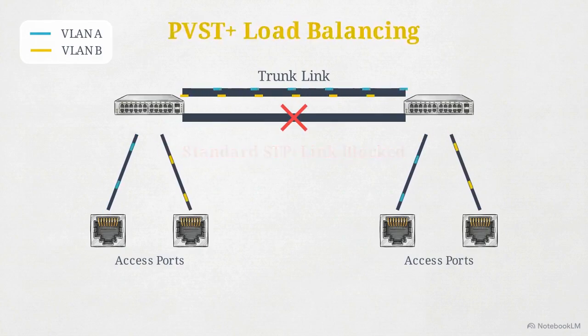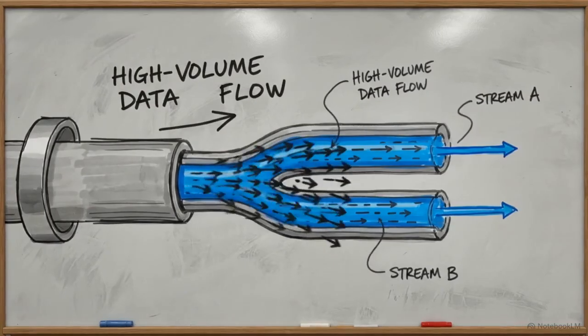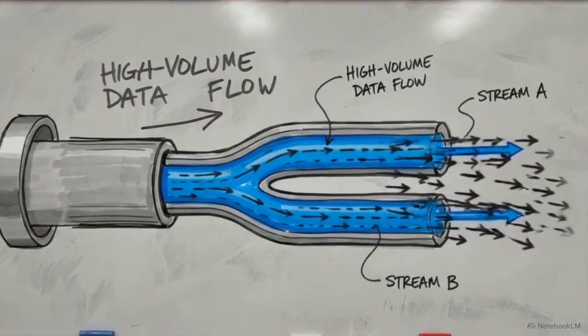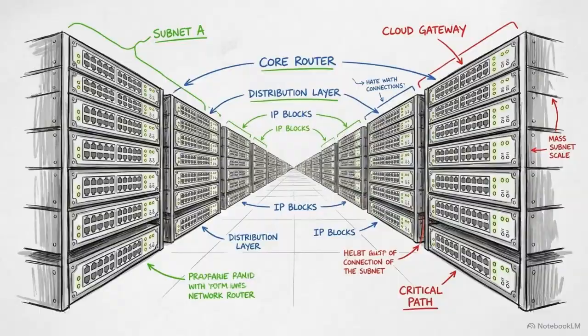Example solution: PVST+. Running separate STP instances per VLAN lets you block one group while keeping another open. This creates a use case for Layer 2 load balancing, where you use your redundant links effectively instead of just leaving them idle. Finally, scaling a network requires managing services across different subnets, particularly when it comes to IP allocation.